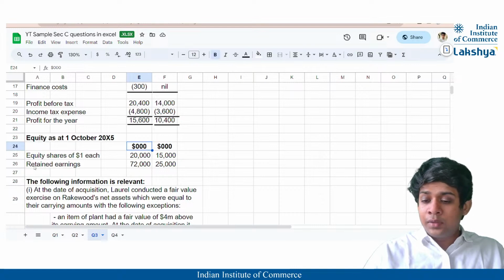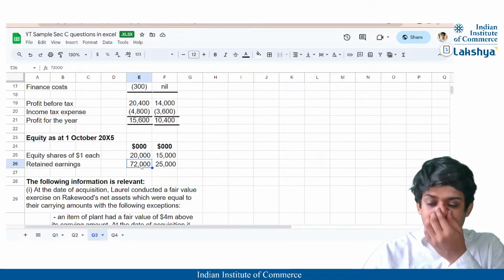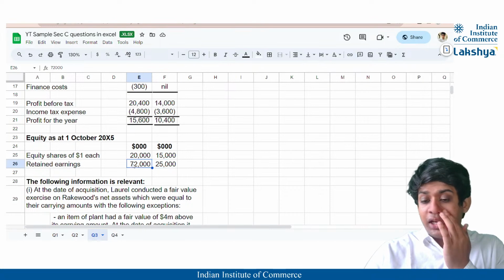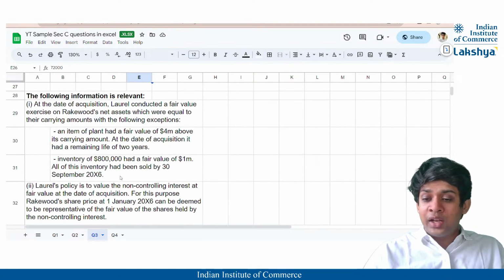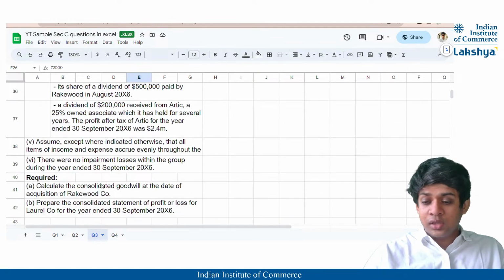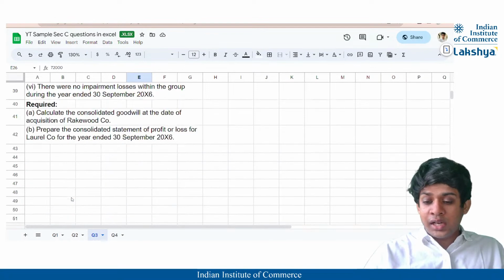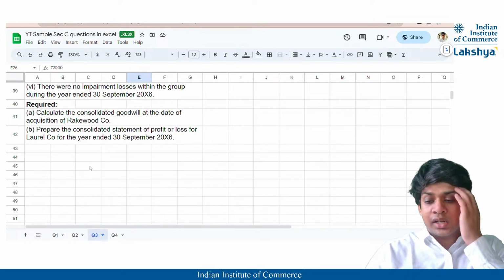And the parent company, the retained earnings of the subsidiary company and the parent company, right? They've given us the following information. The following information is relevant for all of these adjustments, right? And eventually what is required? Required is to calculate the consolidated goodwill at the date of acquisition of Redwood Company. Also prepare the consolidated statement of profit or loss for Laurel Company for the year ended 30th September 2006.